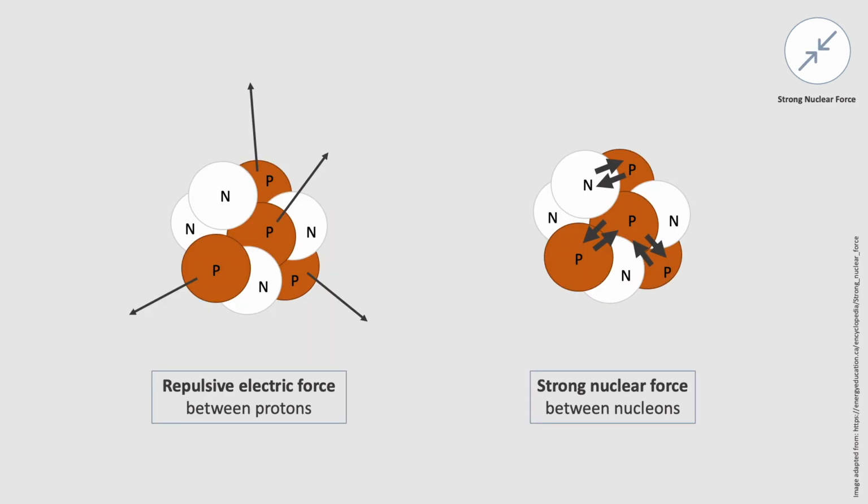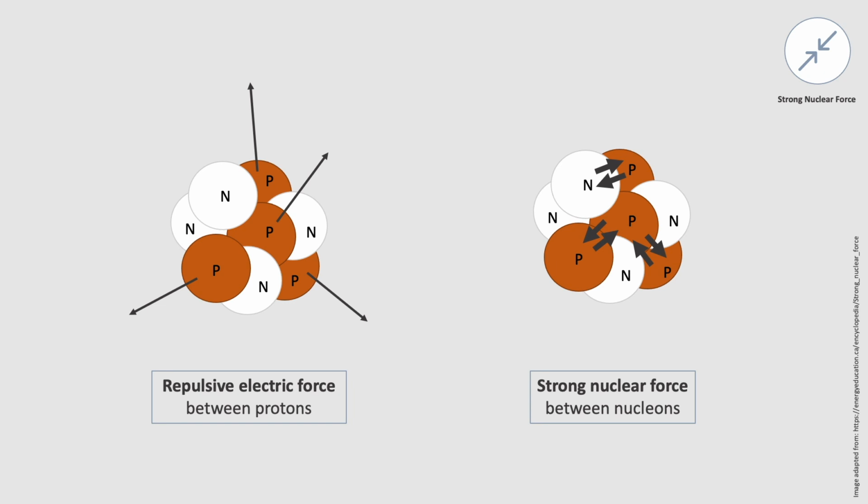Alike charges repel and opposite charges attract. Because protons are charged positively, a nucleus made entirely of protons would fly apart due to the electrostatic repulsion. So, what attractive force is holding the nucleus together? This force is called the strong nuclear force and acts between the nucleons.